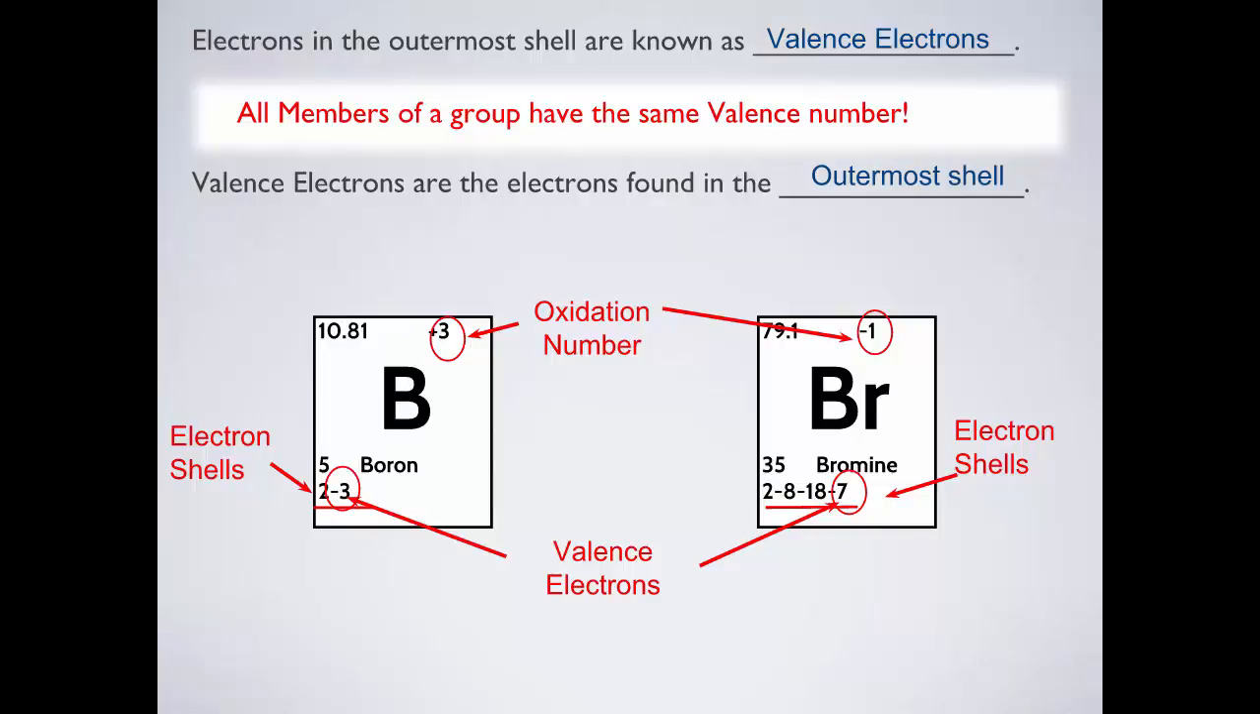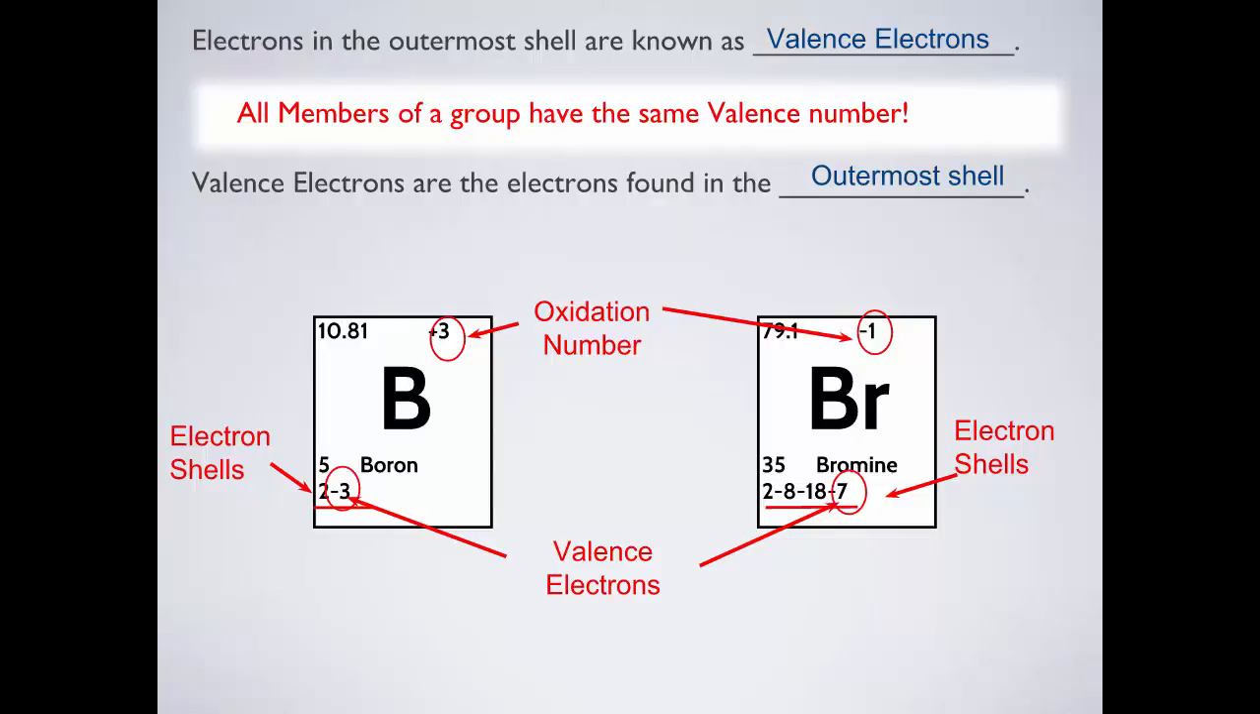Now sometimes the periodic table will give you the oxidation number. I know in some of our notes earlier we had those plus and minus numbers that we never talked about. Those are the oxidation numbers. And we'll talk about where they come from in a minute.